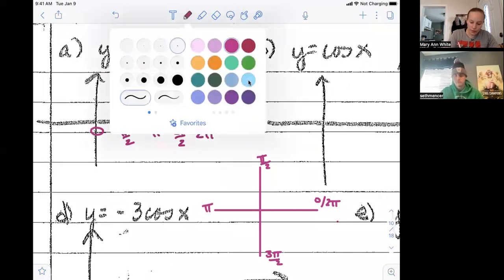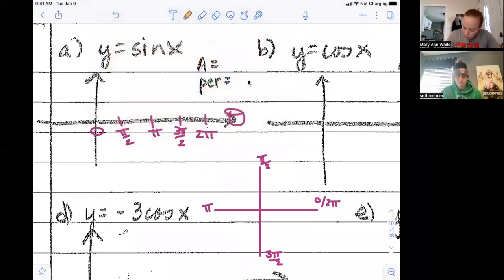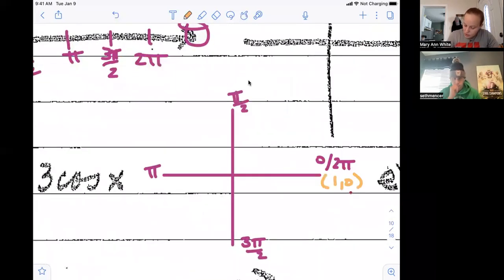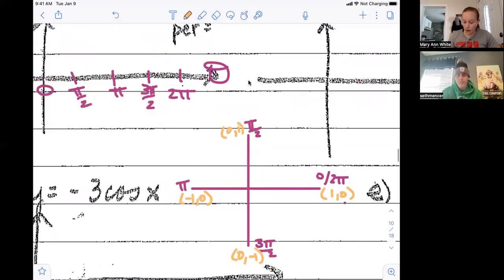On your unit circle, we know what the little points are, and I'm just filling this in because you already have it. At 0, 2 pi, it's (1, 0). At the top at pi over 2, it's (0, 1). At pi, it's (-1, 0). At 3 pi over 2, it's (0, -1). So those are points you already have, and that's literally what we're graphing.